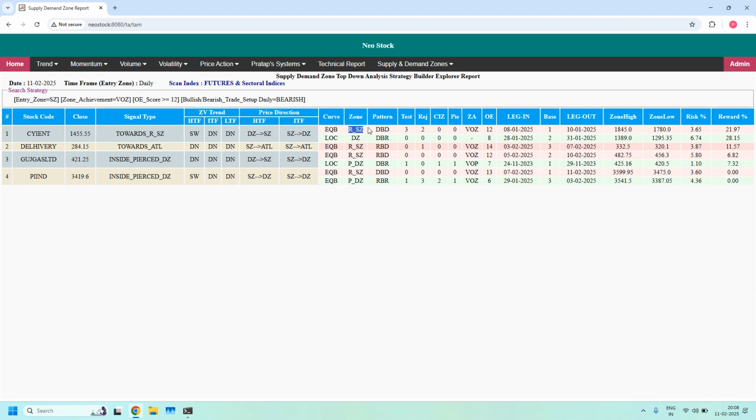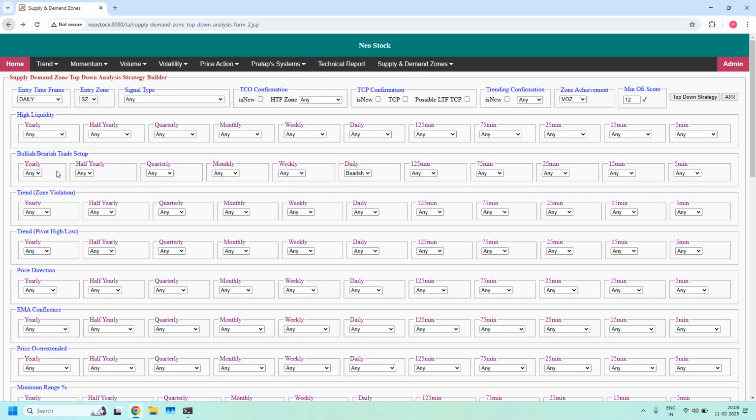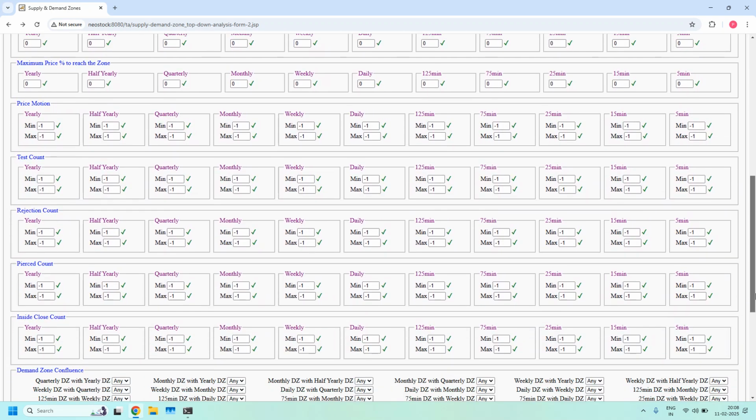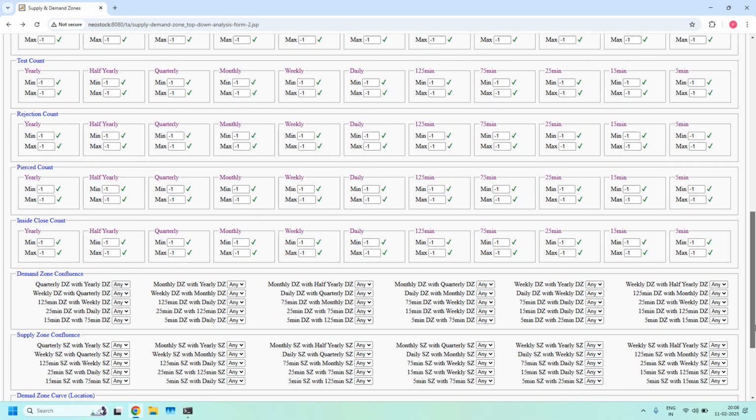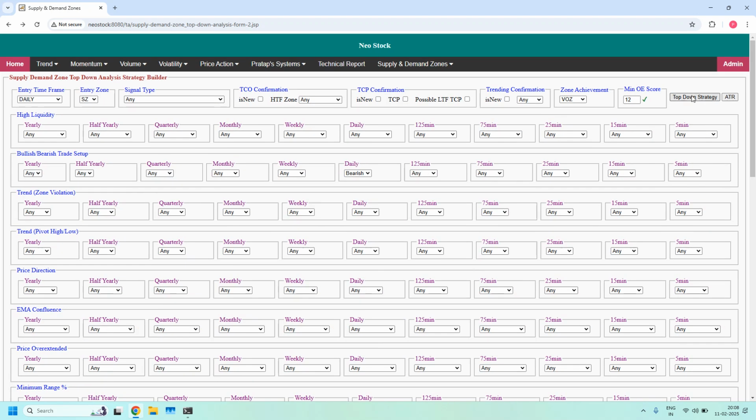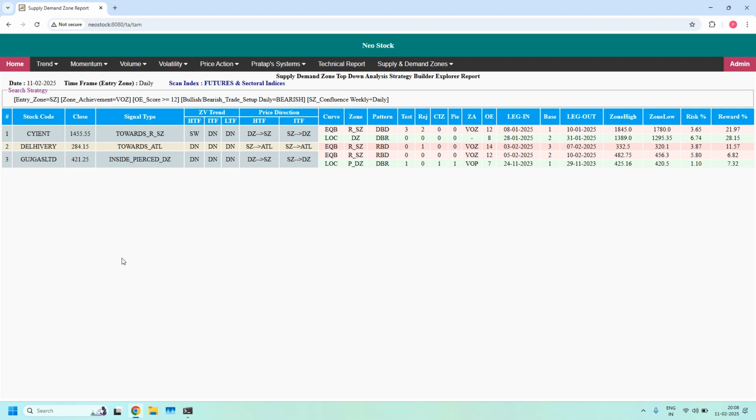Out of these 4 daily supply zones, how many supply zones are having, all are high liquidity zones. How many are having ITF confluence? Let us verify. That is a daily supply zone with weekly supply zone confluence. So I enabled the filter. With this filter, we got 3 stocks.